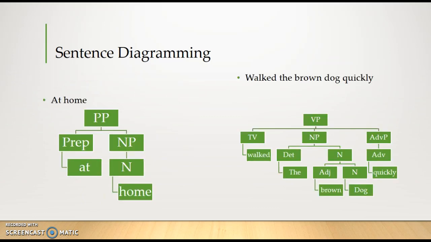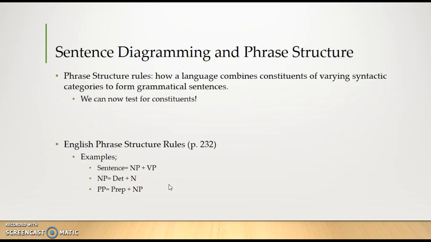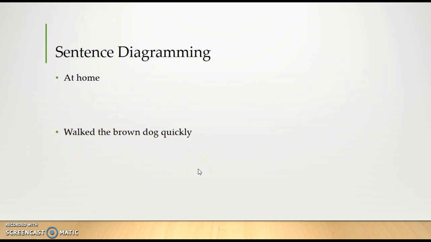At home, and walked the brown dog quickly. So this is a prepositional phrase here, at home. Our preposition is at, and then our noun phrase drops down to the noun, home. If there had been a determiner, like at the home, we would add determiner here under noun phrase. But remember, if you're confused, go back to our structure rules, and that'll tell you how the different structures are getting broken down on page 232.